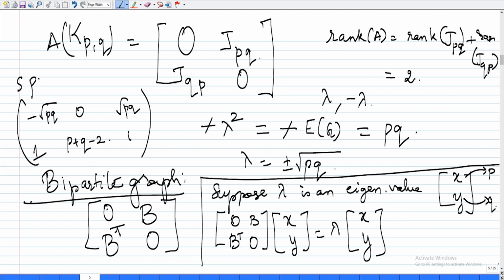So, what can we say about this? From here I can say that By is lambda x and B transpose x is going to be equal to lambda y. Let us keep this in mind.